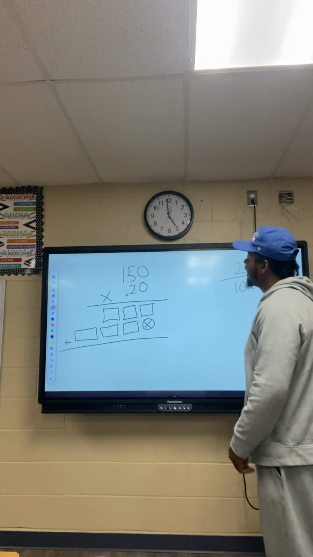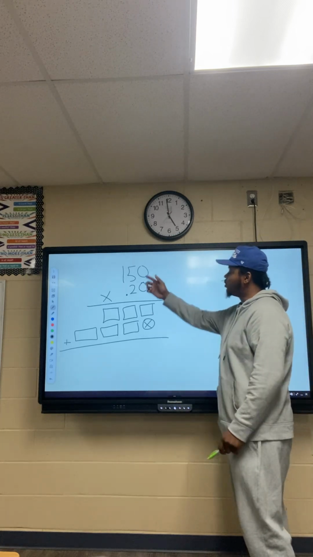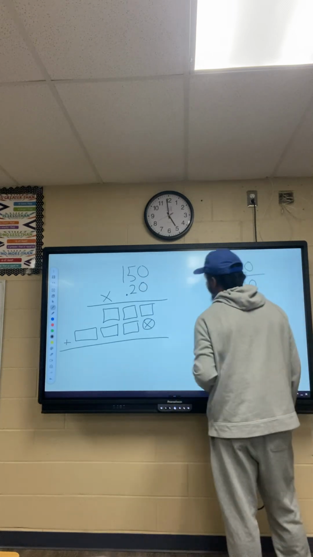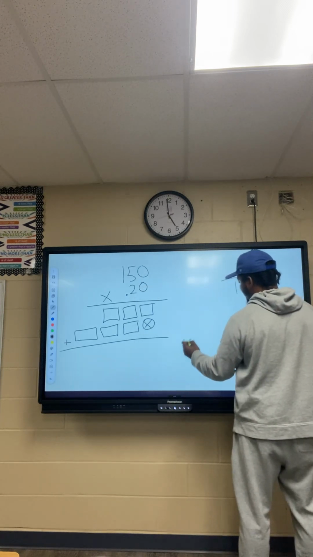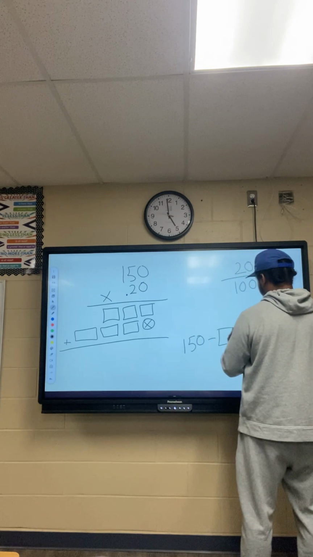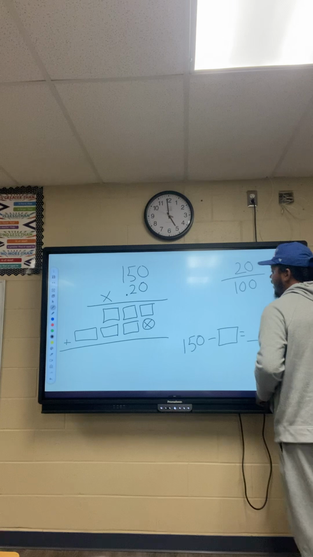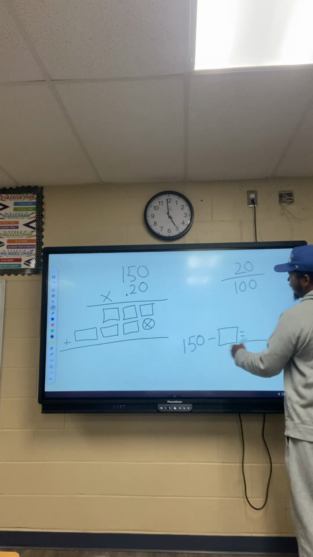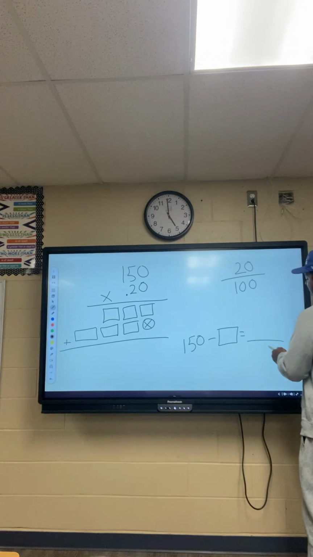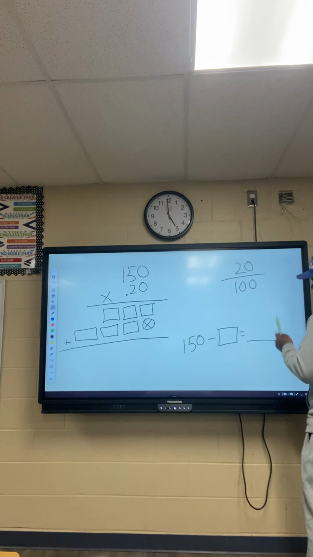Then you're going to take that number that you found, the product of our multiplication problem, and subtract that from your 150. So after you find that answer, you're going to set this up just like this, and that number is going to help you solve this number sentence: 150 minus blank is going to give you how many papers she still needs to grade, okay?